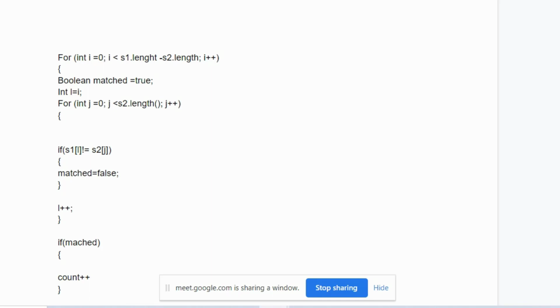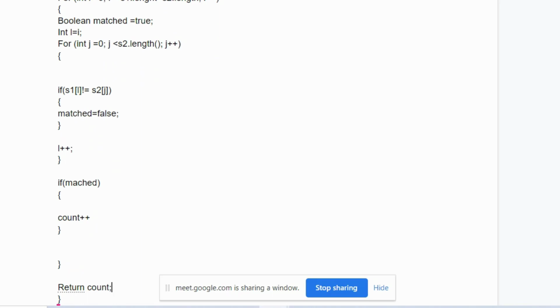I believe it will work, and the time complexity would be n square. Okay, so trivial, natural. Can you reduce the complexity of your solution?